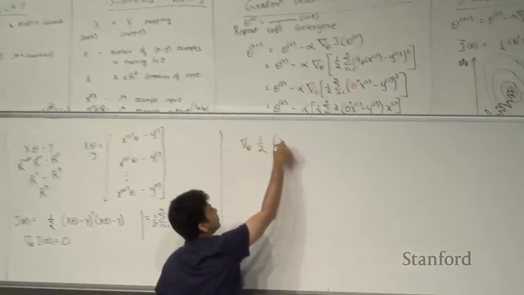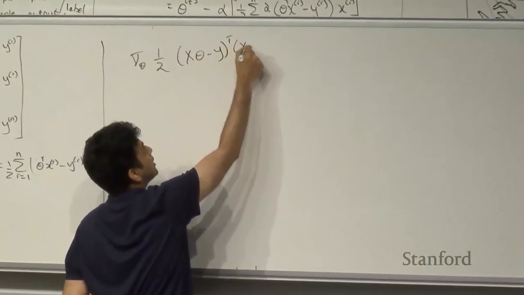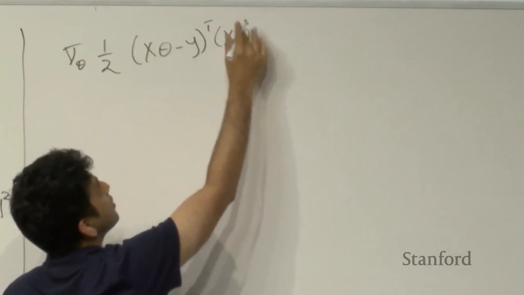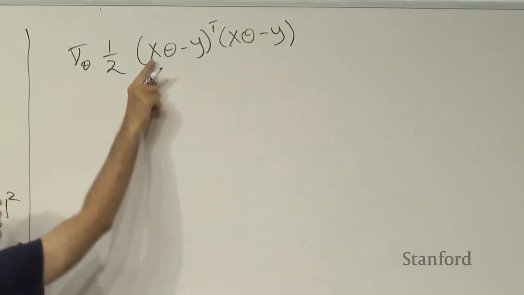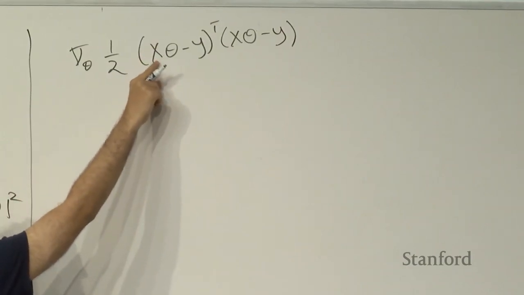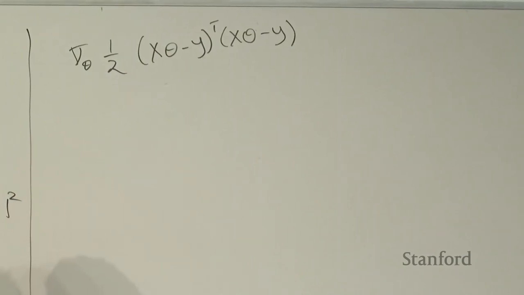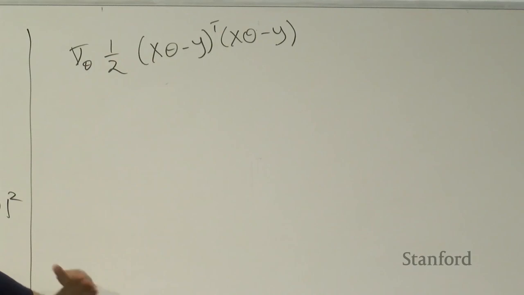Half (X theta minus y) transpose (X theta minus y). Now the reason why there's no transpose between these two is because this is not one example, it is the full matrix, the design matrix, right? And in the matrix, every example is already in the form of a row vector. It's kind of pre-transposed for you.